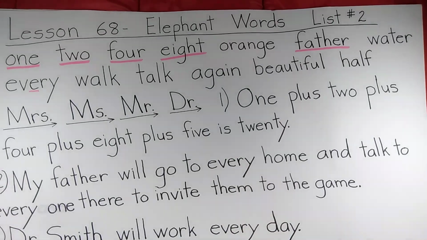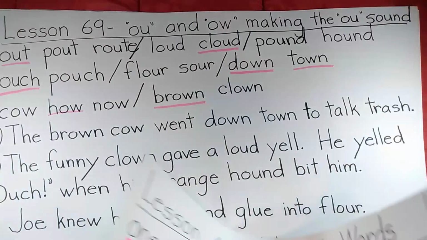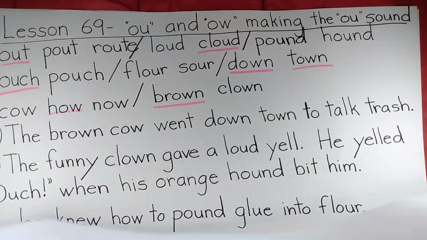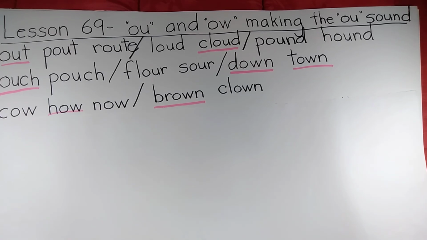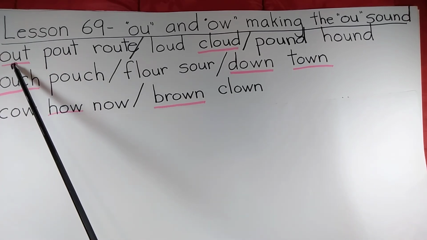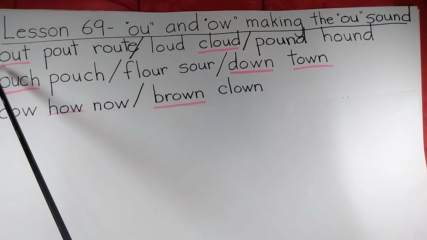We are not going to go back and do the true and false on lesson 68. I don't think that's necessary. We're going to lesson 69 now. Once again, students, say these words before I do. These words have the OU and the OW making the ow sound. Okay?